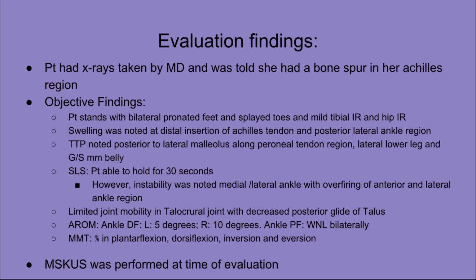So I did her evaluation. She had pronated feet, splayed toes, mild tibial internal rotation, and hip internal rotation. There was a significant amount of swelling noted at the distal insertion of her Achilles and posterior lateral ankle region. There was tenderness to palpation in her posterior lateral malleolus along the peroneal tendon region, along her lateral lower leg, and her gastrocsoleus muscle belly.